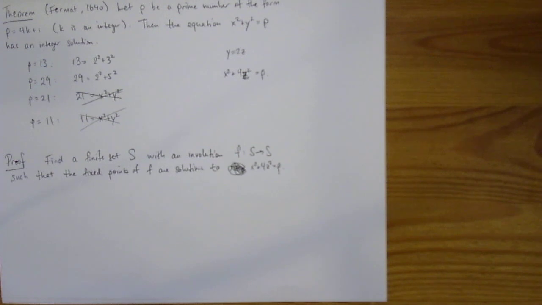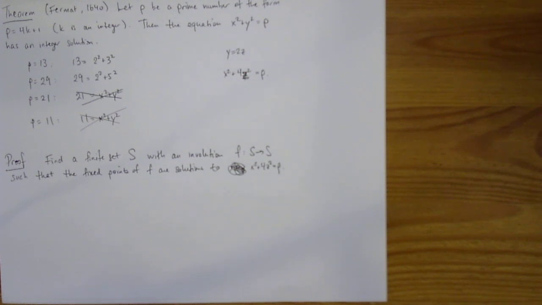So that's the first task, and that's not hard. I'll show you how that works. And then we're going to show that S has an odd number of elements in it. And if we can show that S has an odd number of elements in it, then the number of fixed points of that involution will have to be odd. And in particular, it will have to be not zero. And that will be the proof, right? We're trying to show that there is a solution.